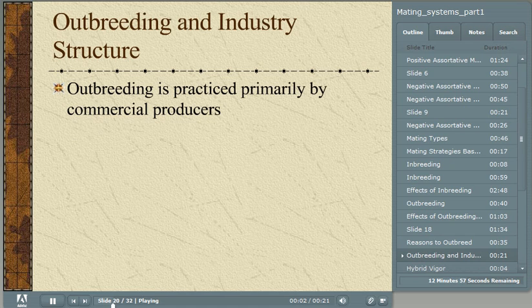Now, with all of that said, outbreeding is practiced primarily by commercial producers. That's where we see most of that going on, except in the cases where we have composite breed formation, such as with Brangus, for instance, where we have complementary attributes combined from Angus and from Brahman into a new breed, essentially.